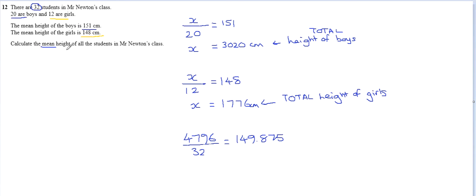Now, you'll notice that it doesn't give you any information about rounding, so I'd be tempted just to leave it like that. Yeah, it's a continuous measurement, so I wouldn't round it up to, say, 150. I would simply leave it like that. And don't forget your units, centimeters.